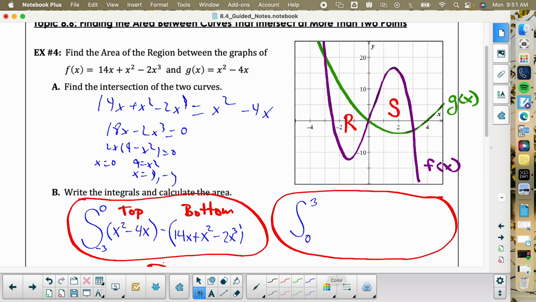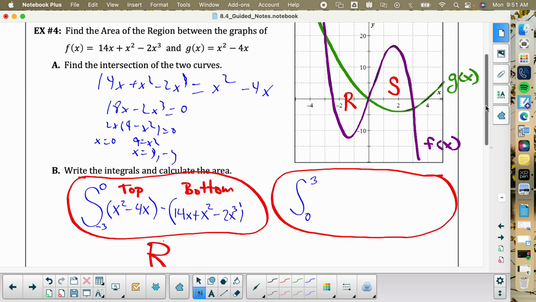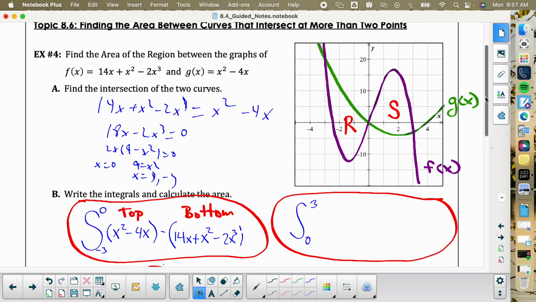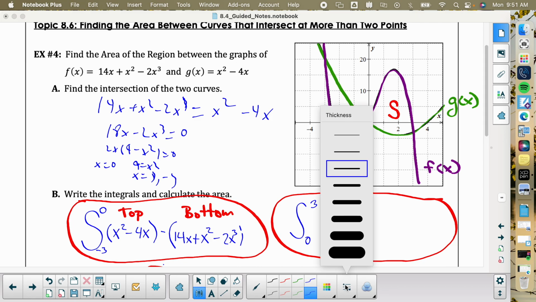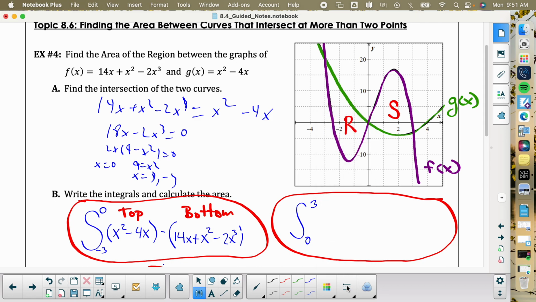For section R, we need to do the green one on top and the purple one on bottom, so it would be green minus purple. For region S, it's going to be purple minus green. So purple was the cubic, which was 14x plus x squared minus 2x cubed, minus the bottom one, which is green, which is g of x.